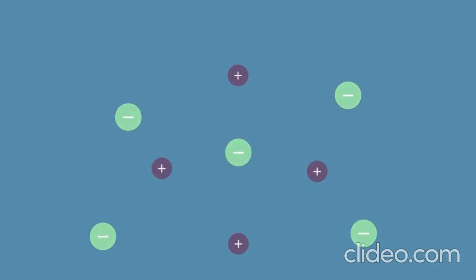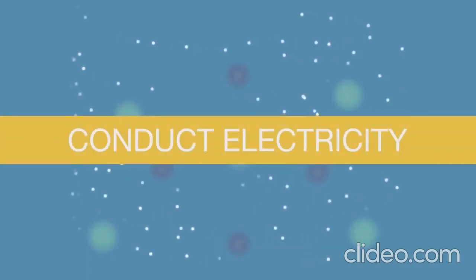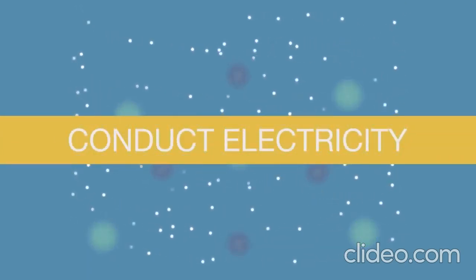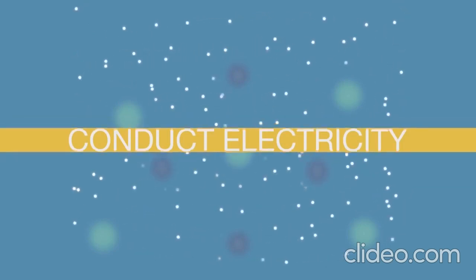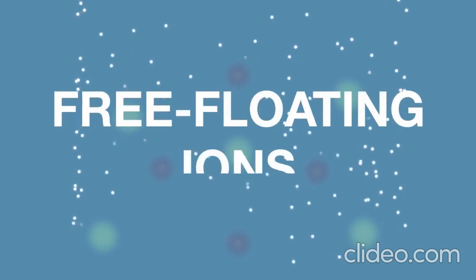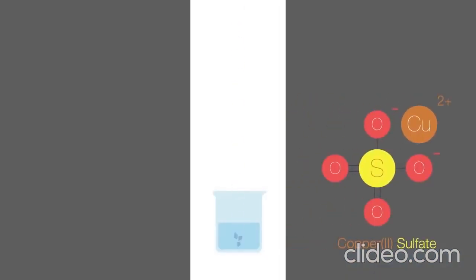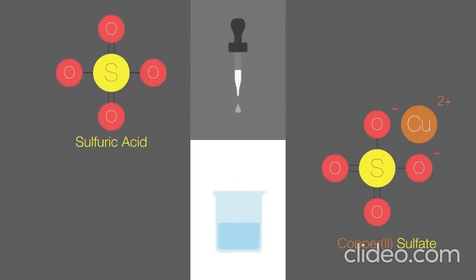An ionic compound dissolved in water can conduct electricity. This is another key property of ionic compounds. This is made possible due to the presence of free-floating ions. We can dissolve copper 2 sulfate in water in a beaker. Add a few drops of sulfuric acid.